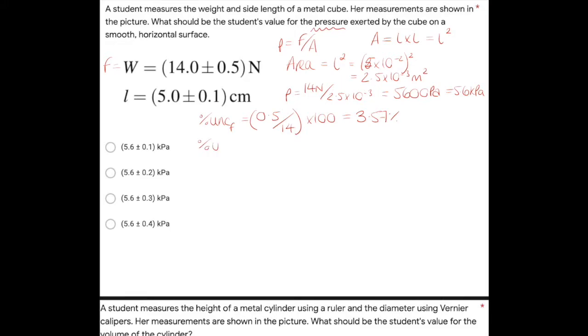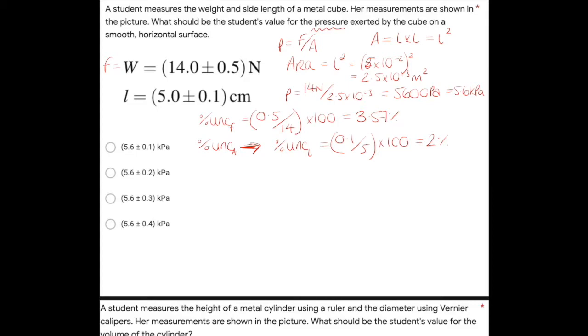Now we have to work out the percentage uncertainty in our area. The problem that we've got is that our area is made up of our lengths. So to work out the percentage uncertainty in area, we have to first work out the percentage uncertainty in our lengths. And again, we do that the same way. We take our absolute uncertainty, divide it by our value, and multiply it by 100, which gives us a value of 2%. That's the percentage uncertainty in one value of L.